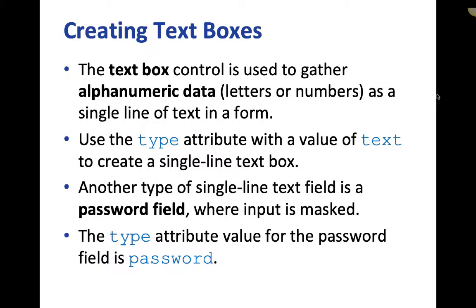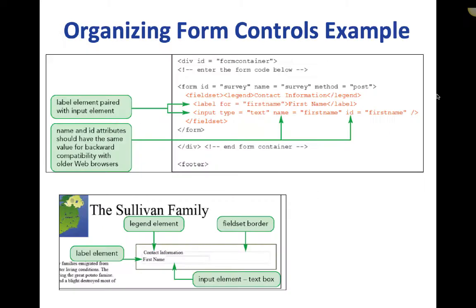We've already created one text box called first name, and our text boxes can contain letters or numbers or even symbols, but they are a single line of text. So again, this is what we were looking at earlier, where we've got the field set with the contact information, and inside of it we're holding a label and an input for first name, and we would go ahead and also create those for last name and email.